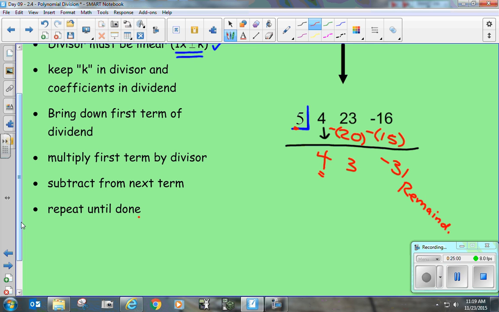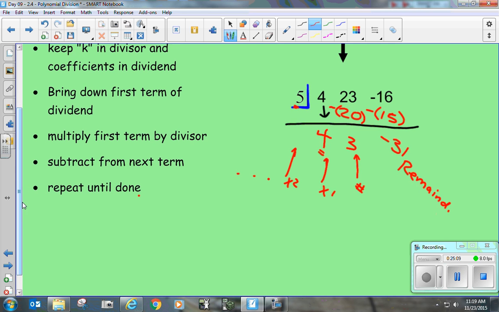This is your number without an x. This is your number with an x to the first. If you had another, you keep on going. It'd be x squared and so forth. So what's my answer here? It's 4x plus 3 with the remainder of negative 31. Does that look familiar? Wasn't it the second problem we did? The second problem we did. Look how much easier that was when we took out the x's.